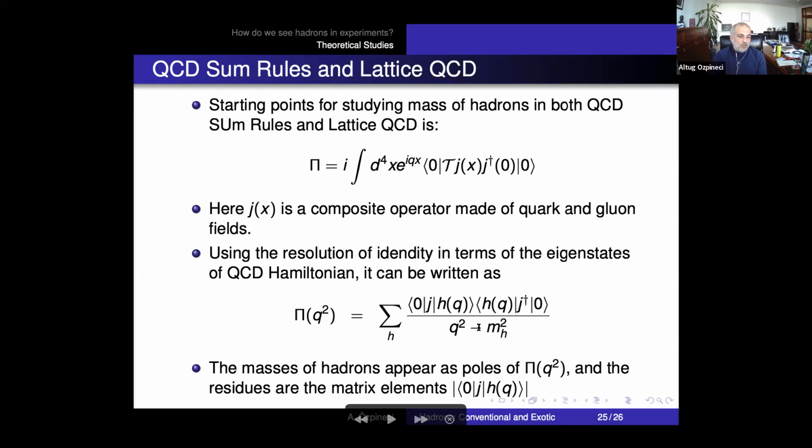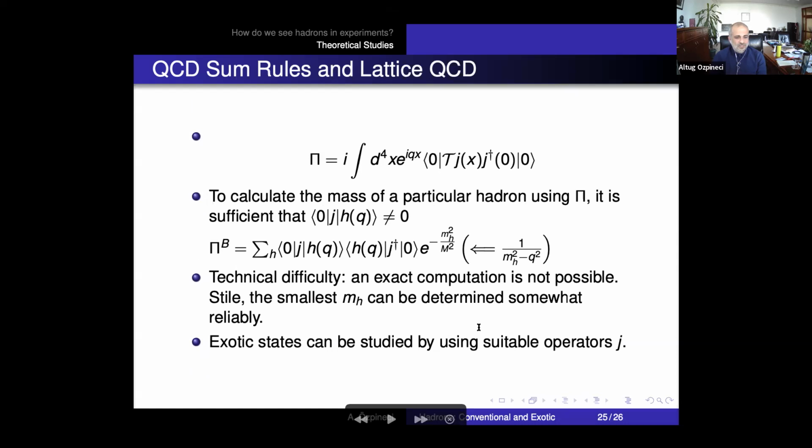Now, the problem is, how do you calculate these correlation functions? Well, there are various methods. One is the numerical computation. That is what the lattice people do. They just put this QCD on the lattice, and they try to calculate this correlation function. And from this correlation function, they try to extract some of these poles.